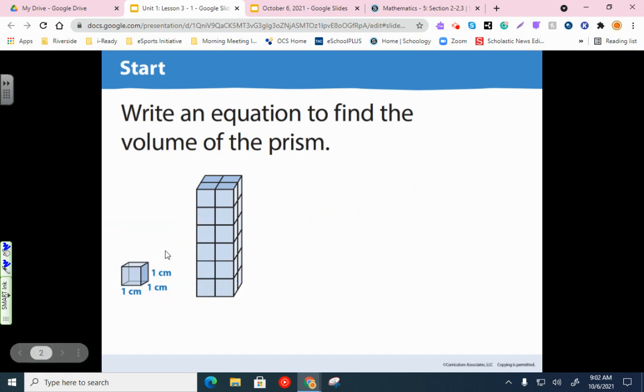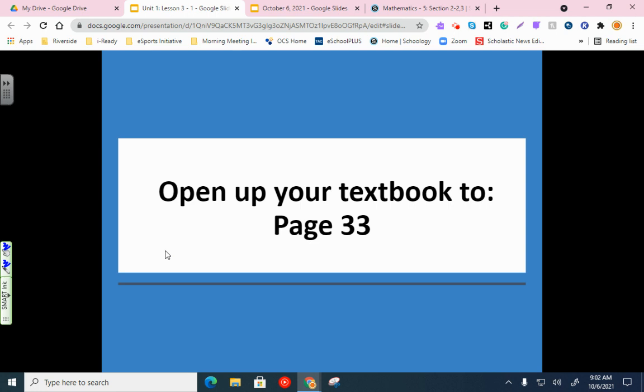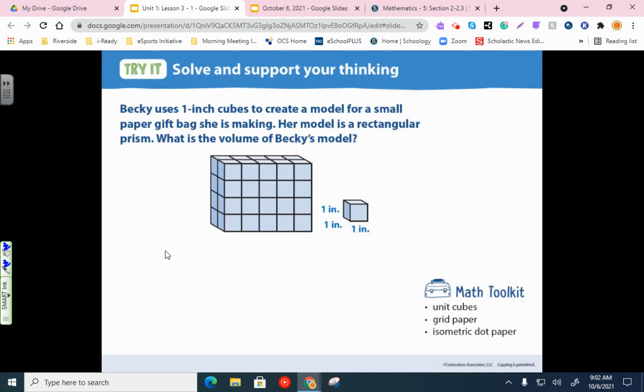All right. So this starts on page 33. And we start off with this scenario where Becky's using 1-inch cubes to create a model for a small paper gift bag she's making. So looking over here with our reference, we know that every cube there is going to be a cubic inch. So our final answer will be in cubic inches.